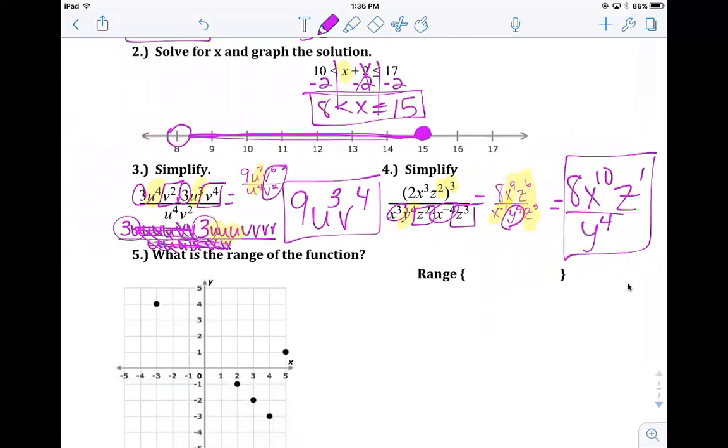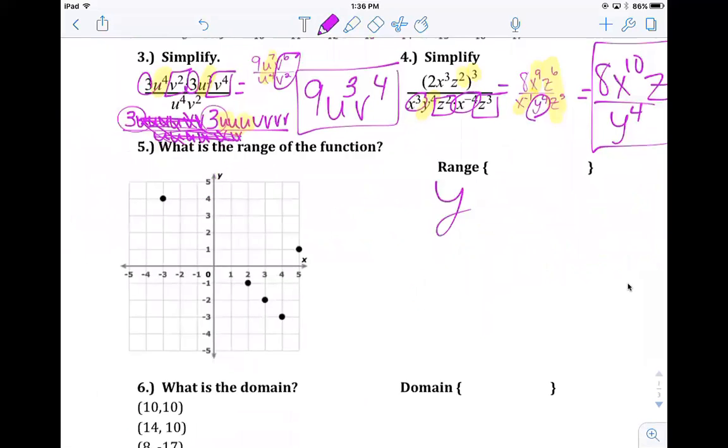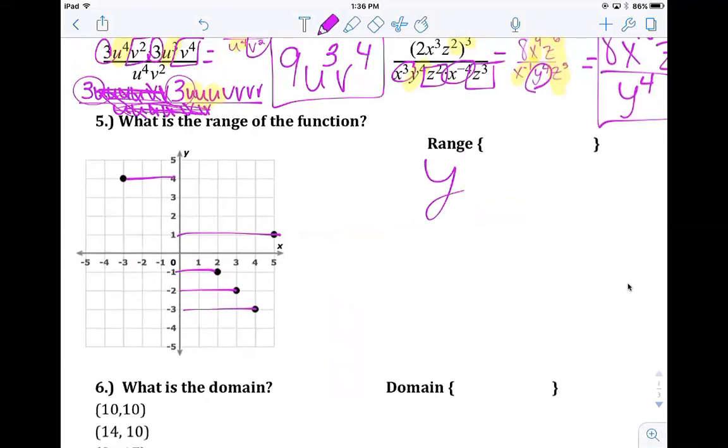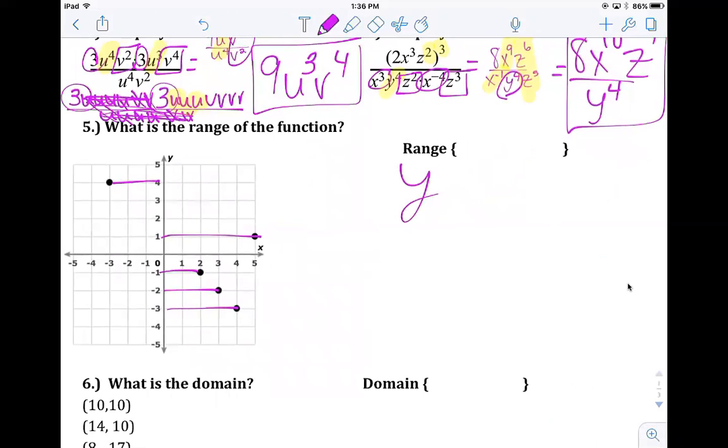All right, problem 5. We're looking for the range. Remember, range is y value. So in class, I had mentioned that it might be helpful when you have a picture like this to see what numbers are connected to those points on the y-axis. And then we're just going to make a list. And it does not have to be in numerical order. It could be random, as long as you have the correct numbers.